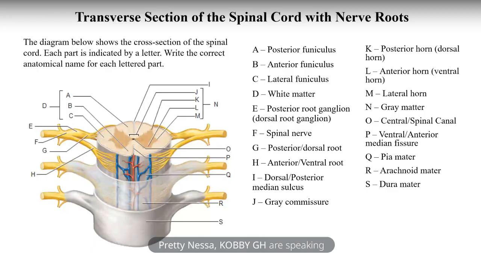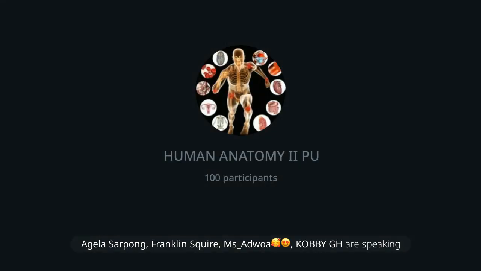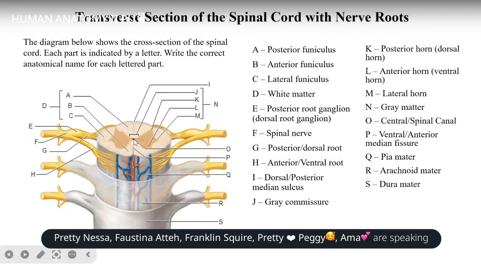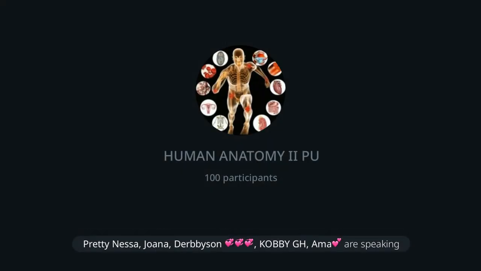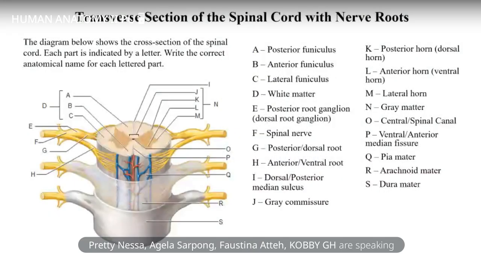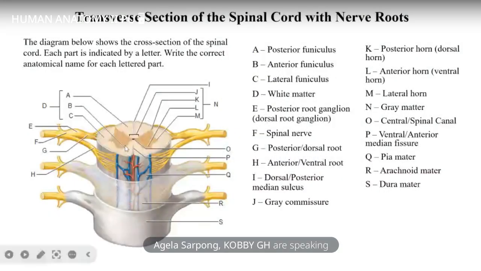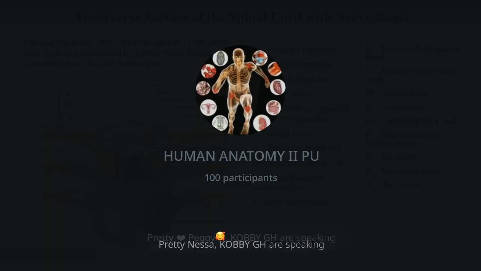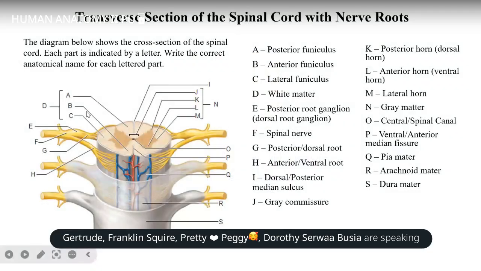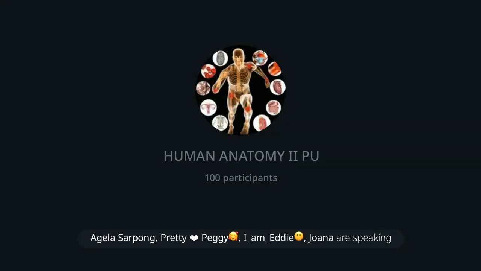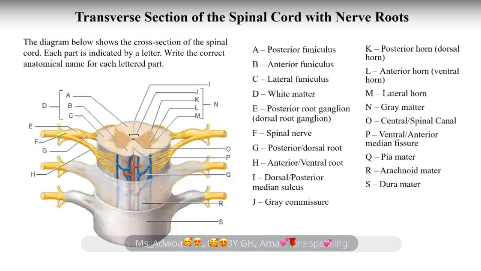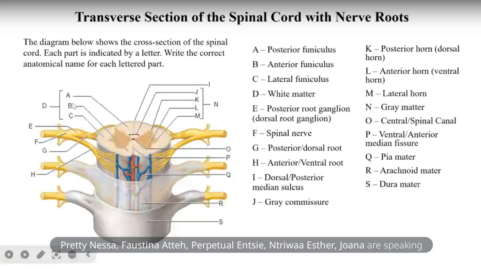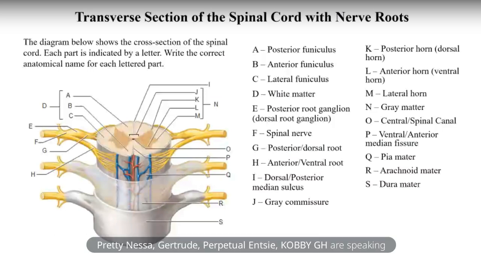Which part is O? Ventral canal. Spinal canal. That is excellent. Okay, which part is C? Lateral funiculus. Close. Posterior funiculus. Which part is A? Posterior funiculus.